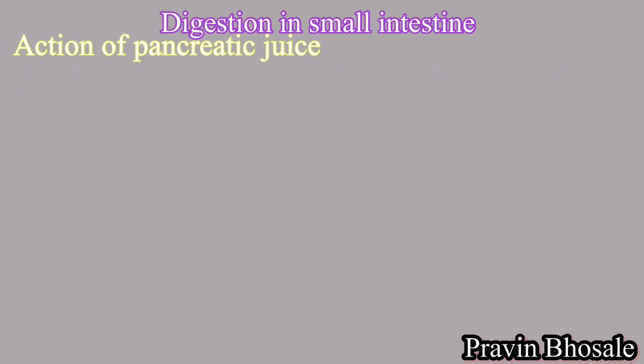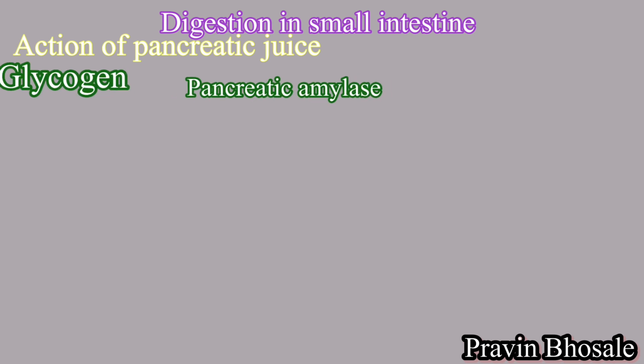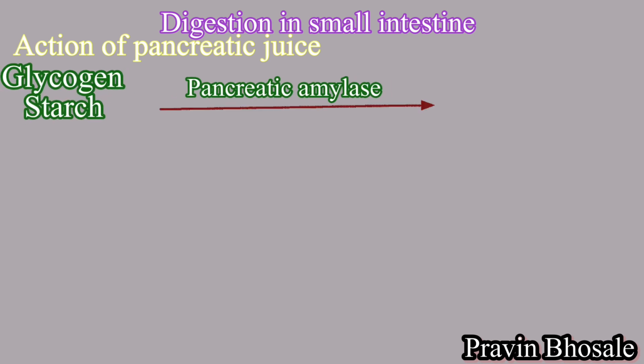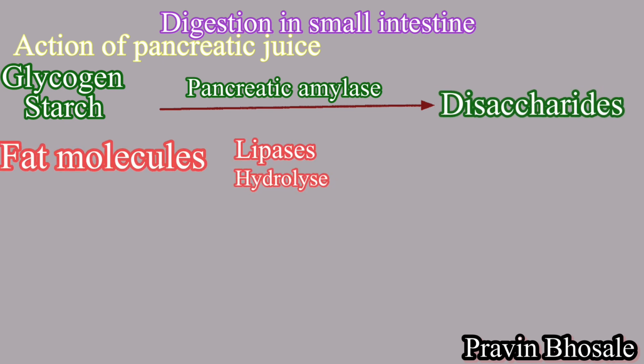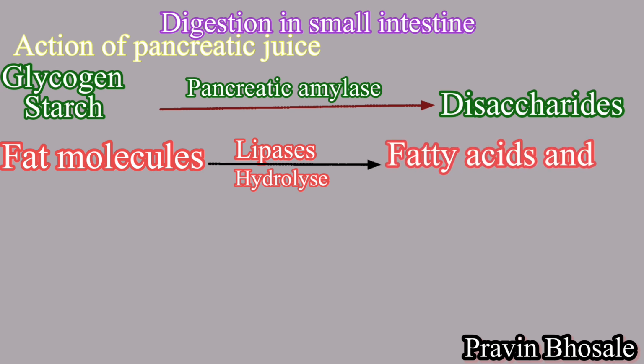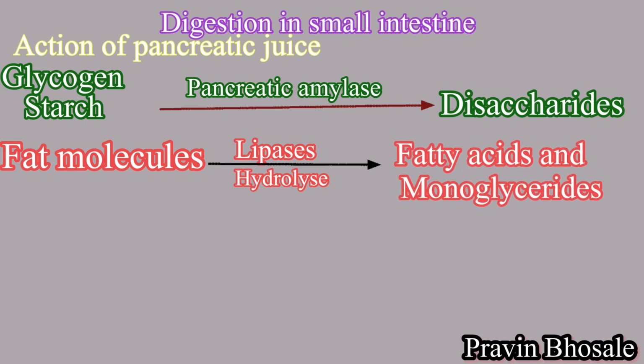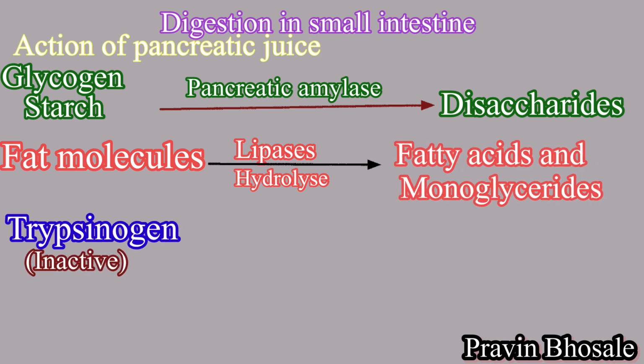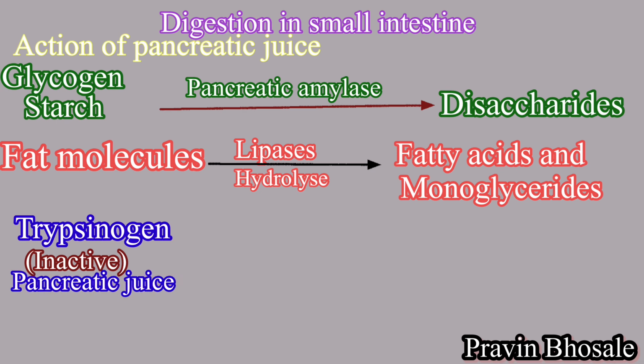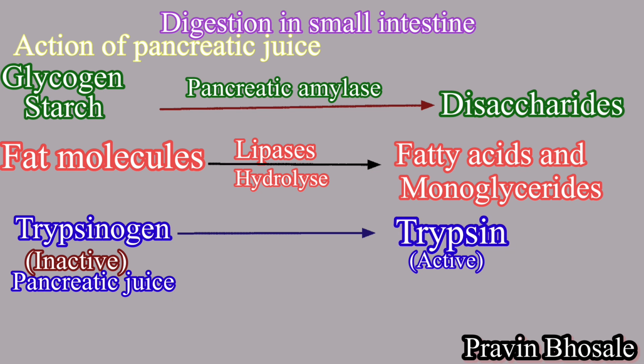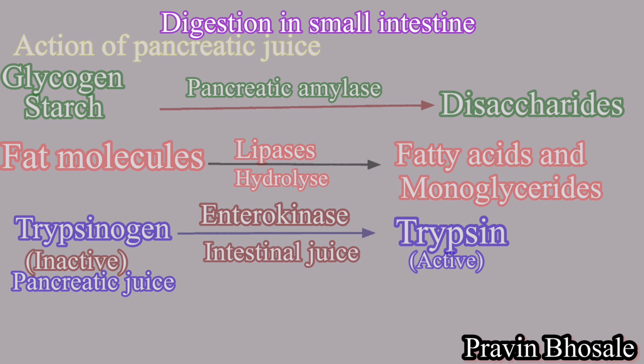Action of pancreatic juice. Pancreatic amylase acts on glycogen and starch and converts them to disaccharides. Lipases hydrolyze fat molecules into fatty acid and monoglyceride. Inactive trypsinogen present in pancreatic juice is converted to its active form, trypsin. This conversion is brought about by enterokinase present in intestinal juice.